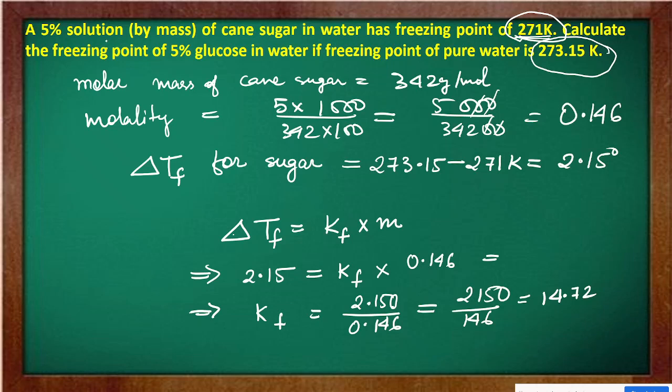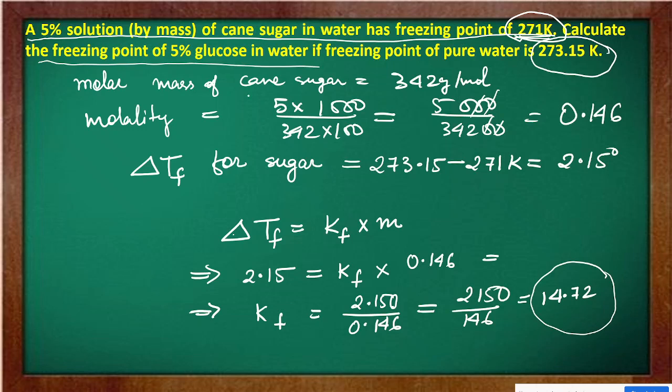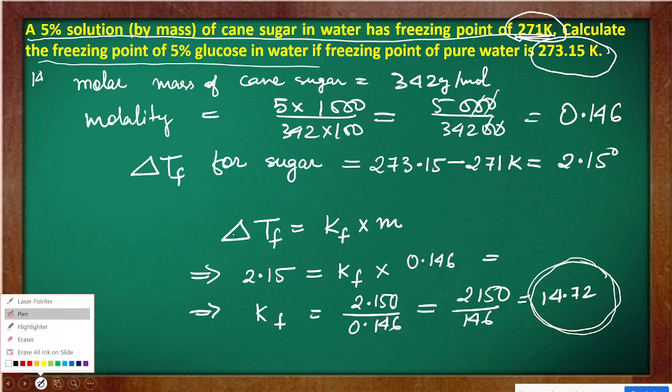Now from the first given data, you have calculated the value of Kf. Now you have to calculate for the second data whatever is given. So now let's come to the glucose solution. Till now we were on cane sugar. Now we will be doing the same thing for the glucose solution. Keep in mind that the value of Kf we got is 14.72.